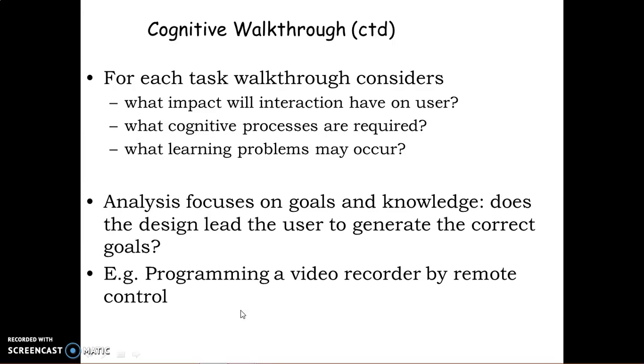The cognitive walkthrough considers what impact the interaction will have on the user, what cognitive processes are required, and what learning problems may occur. Here, the analysis focuses on goals and knowledge. Does the design lead the user to generate the correct goals? Consider an example of programming a video recorder by a remote control.